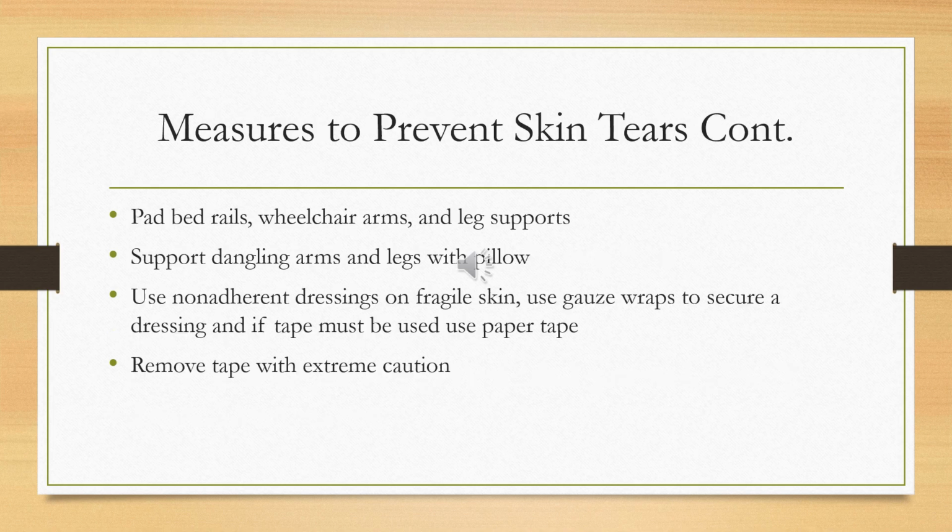Other measures you can use to prevent skin tears: put padding on the bed rails, put padding in their wheelchairs, so that they can't hit their legs or their arms on things and cause a skin tear. If their legs or arms are dangling, make sure you support them so that they can't dangle and accidentally bump into something. That's going to help prevent skin tears. If you have to use tape, maybe a paper tape, be careful when you're removing that tape. Don't just rip it off their skin and cause a skin tear that way.